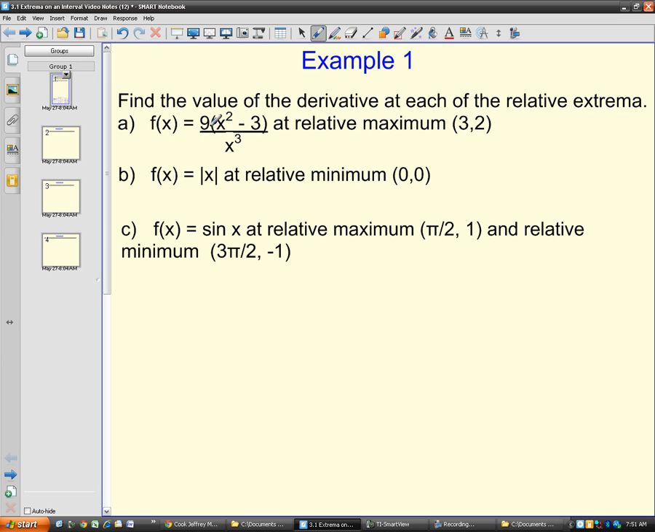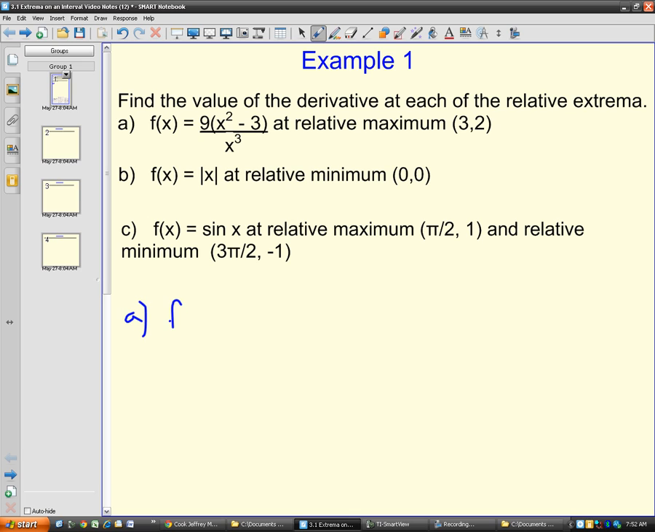So the first one is this function right here, and we want to find the relative maximum. What's happening with the derivative at the relative maximum? By the time we're done with this example, you should have a pretty good idea of what's happening with the derivative when we have a relative maximum or minimum. So when you walk away, you should say, oh, if I take the derivative and do this, then I should be able to find either a maximum or minimum. You may already know, but we'll start with A.